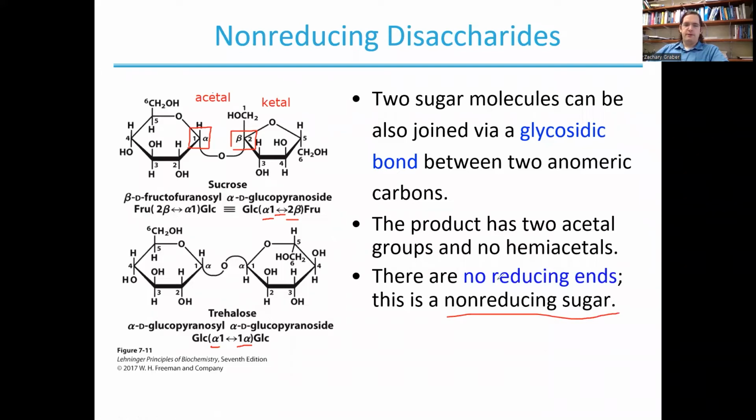So our reducing ends, of course, are those reactive hemiacetal or hemiketal ends. And in this case, we've used both of our hemiacetals and hemiketals to form our glycosidic bond, and we've created a sugar that is much less reactive. So these non-reducing disaccharides are relatively common. They tend to be less reactive sugars overall, although you could still have other sugars with reducing ends that might react to a sugar that has no reducing ends.